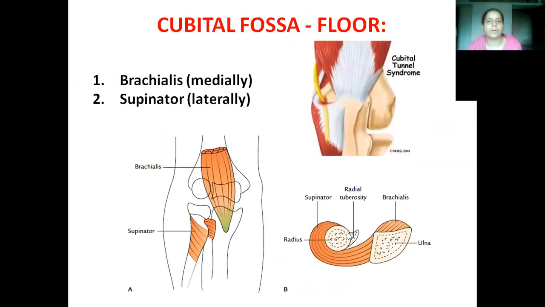Okay. Then the floor of the cubital fossa, we have two muscles in the floor. What are the muscles in the floor of the popliteal fossa? Popliteal surface of the femur and popliteus there. Here we have brachialis and supinator muscles. Okay. So medially you will see brachialis and laterally you will see supinator. Medial and lateral. Okay.